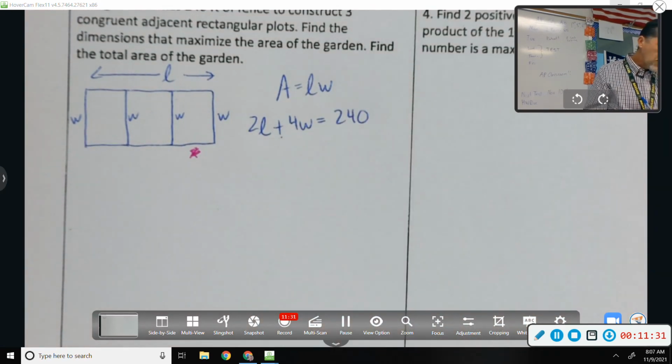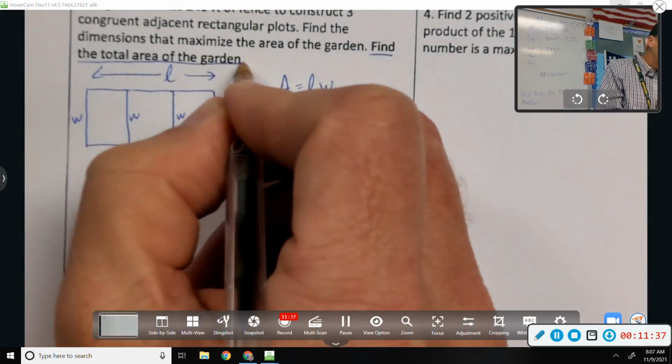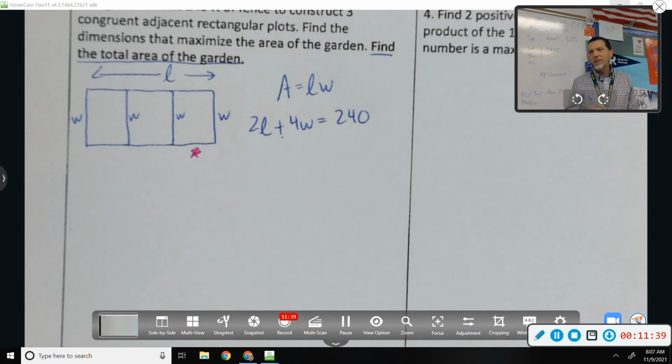Find the dimensions that maximize the area of the garden. I know how to ask this question so it doesn't matter about your L's and W's: find the total area of the garden. That will force us to have the same answer. When I first started teaching, I didn't do that. I'd say find L and W, but then I had to figure out what you called L and what you called W, and now it's a lot easier. Just ask what's the area.